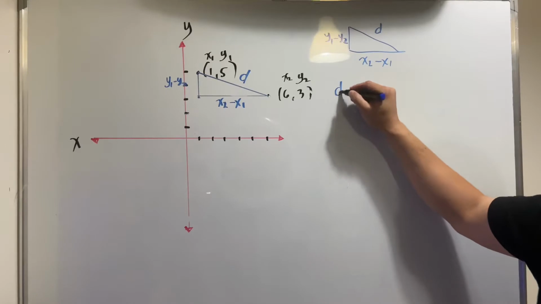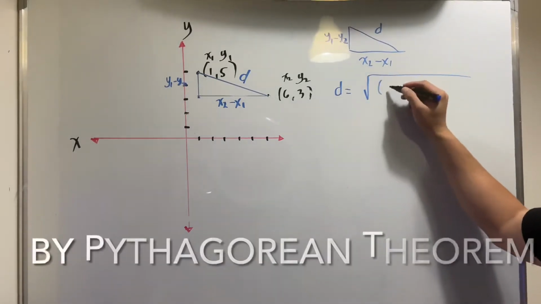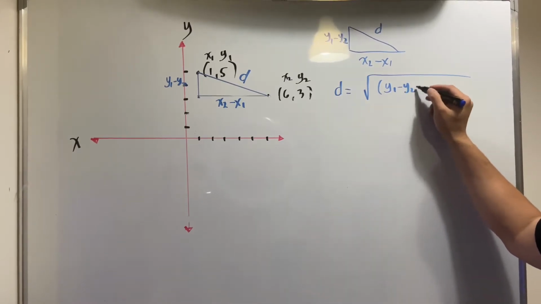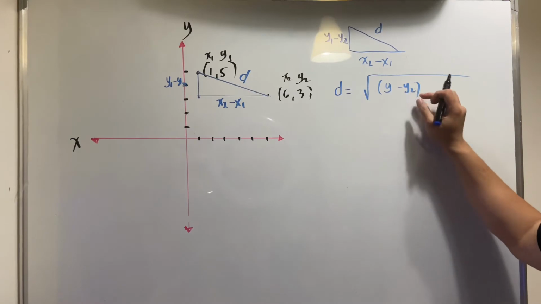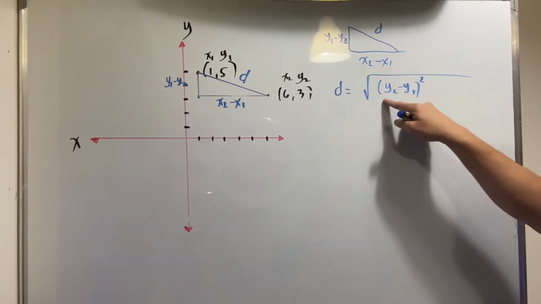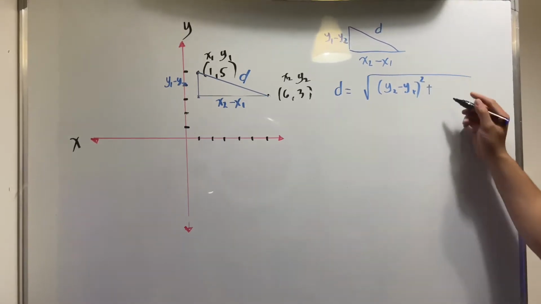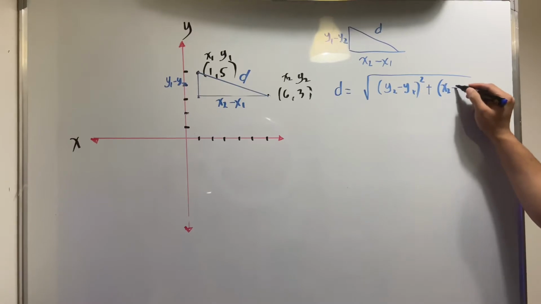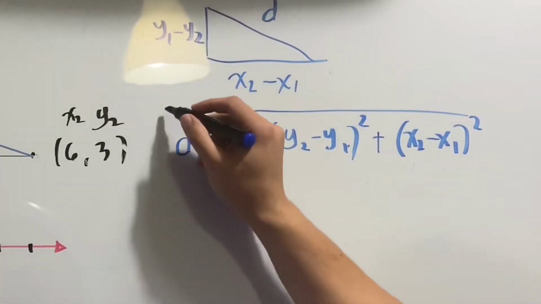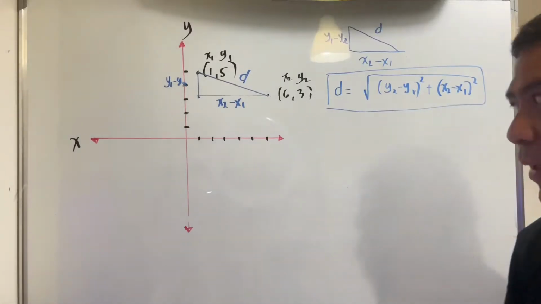Therefore, the distance between 2 points can be the square root of y1 minus y2, or we can have it as y2 minus y1, since on squaring this quantity the answer is always positive, plus x2 minus x1 squared. So this will now be our formula in getting the distance between 2 points.